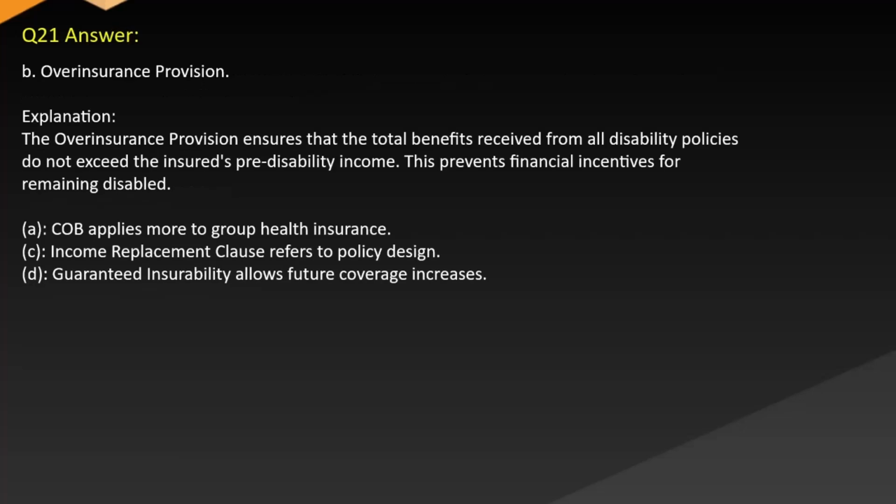Answer: B. Overinsurance provision. Explanation: the overinsurance provision ensures that the total benefits received from all disability policies do not exceed the insured's pre-disability income. This prevents financial incentives for remaining disabled. A. COB applies more to group health insurance. C. Income replacement clause refers to policy design. D. Guaranteed insurability allows future coverage increases.